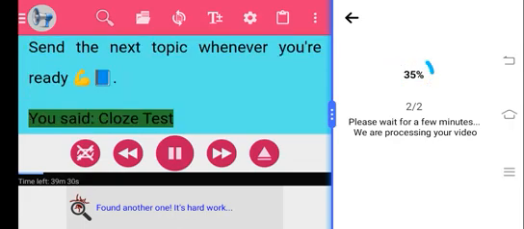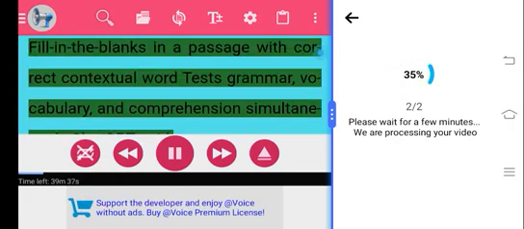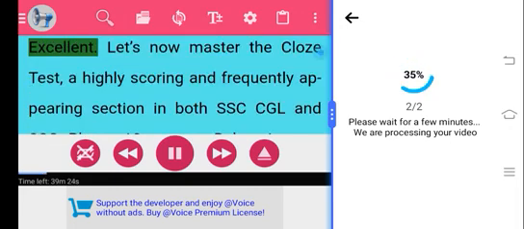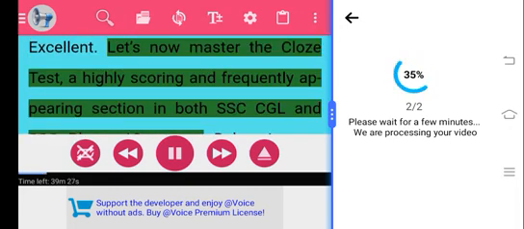You said, close test. Fill in the blanks in a passage with correct contextual words. Test grammar, vocabulary, and comprehension simultaneously. ChatGPT said: Excellent. Let's now master the close test, a highly scoring and frequently appearing section in both SSC CGL and SSC Phase 13 exams.